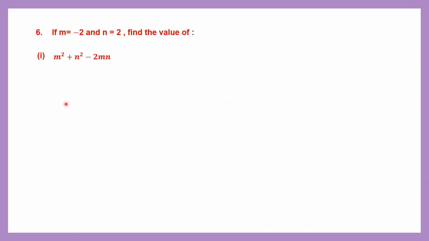Question 6. If m is equal to minus 2 and n is equal to 2, find the value of, we have a few questions. This is the first one. M squared plus n squared minus 2mn. Now all we have to do is substitute m for minus 2 and n with 2. So let's do that here. So here what do we have? M square, and what is m? Minus 2. Minus 2, the whole thing raised to the power of 2, plus n is 2, 2 raised to the power of 2, minus 2 into, how much is m? Minus 2 into, and 2, n is 2.